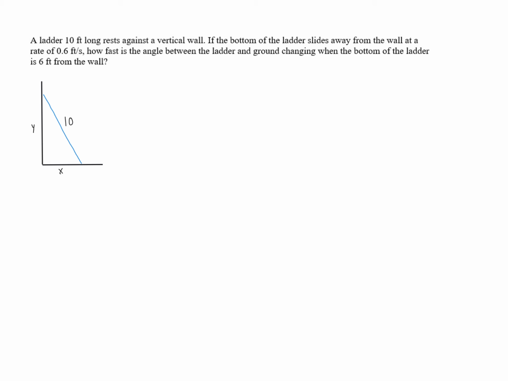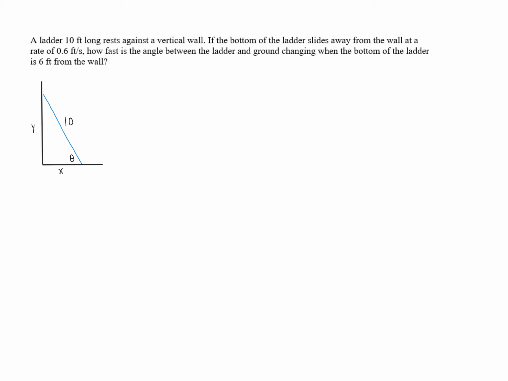And we want to know about the angle between the ladder and the ground, so we're going to call that theta. Now we want to know the rate of change of theta, and the rate of change that we're given, 0.6 feet per second, is the bottom of the ladder sliding away from the wall. So we know the rate of change of x, and we want the rate of change of theta. We don't know anything about the rate of change of y, so we need a relationship between x and theta, and maybe 10, but not y.